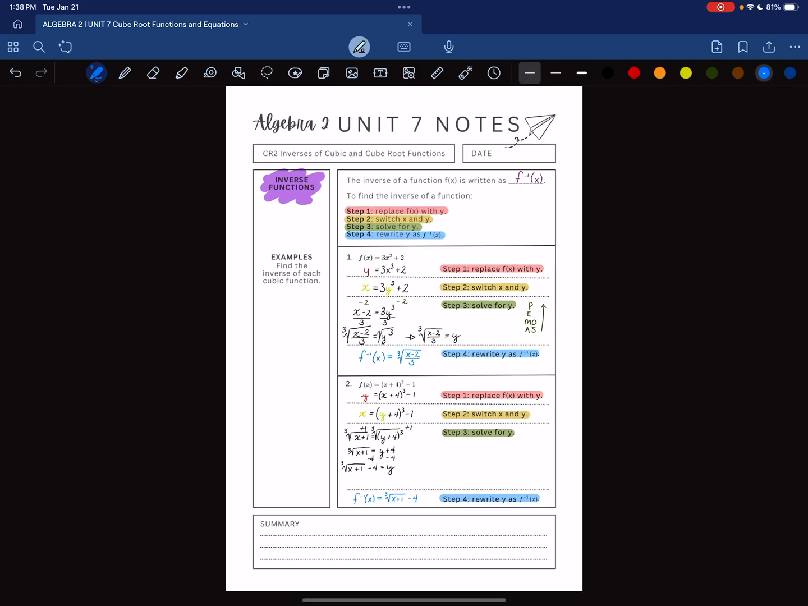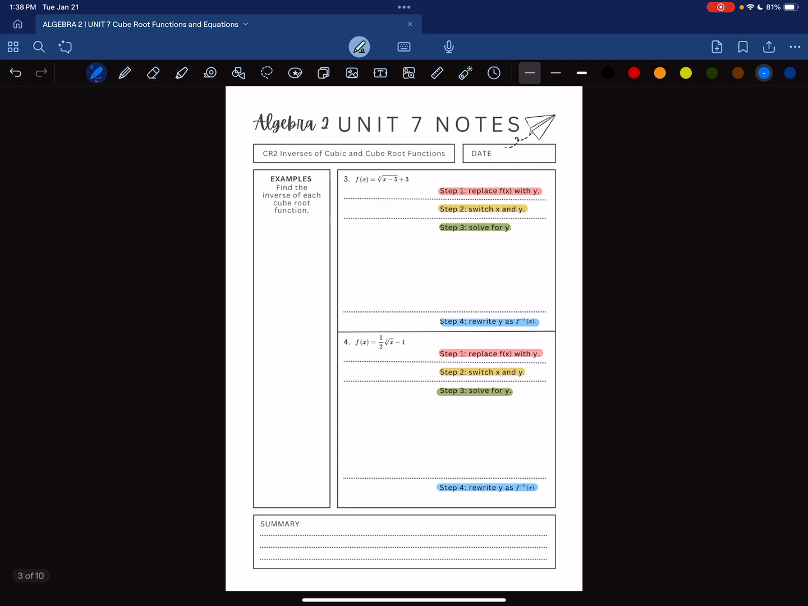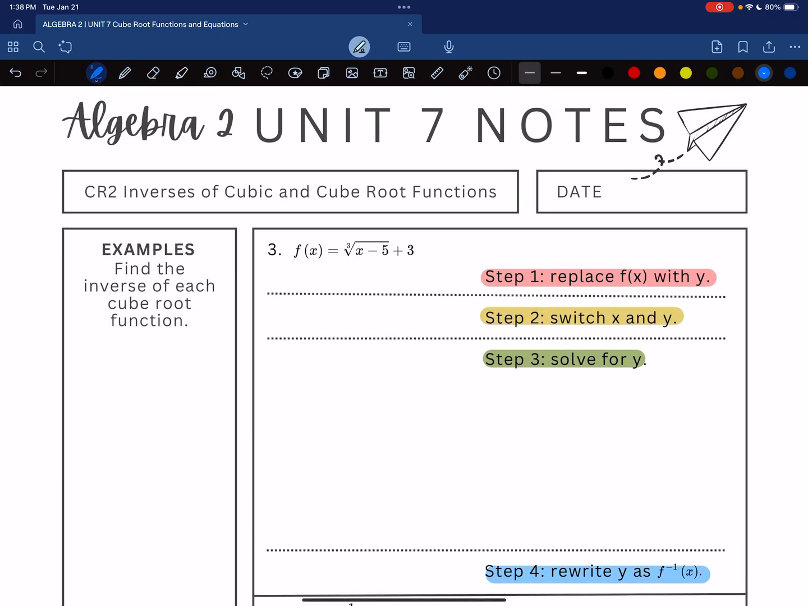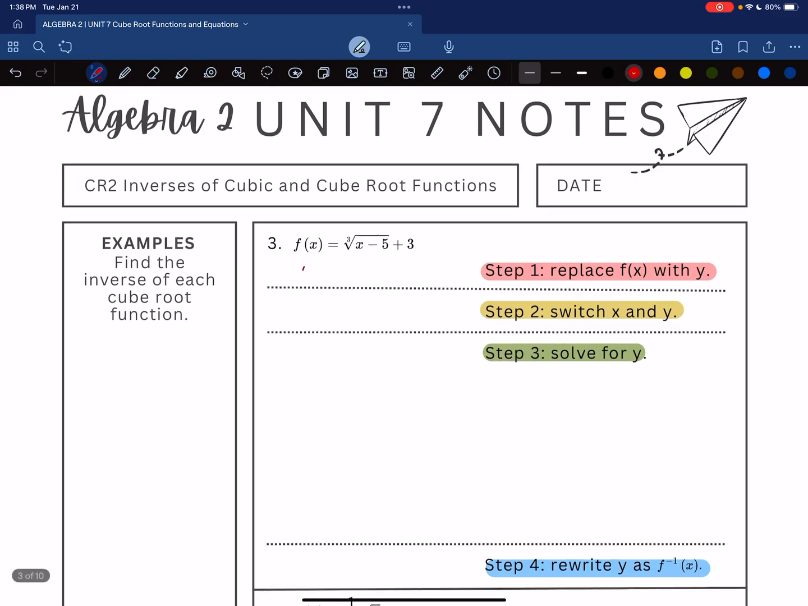These two examples, we're finding inverses of cubic functions. Now we're going to look at finding inverses of cube root functions. So let's go ahead and begin. Same steps apply here whenever you're finding the inverse. We begin by replacing f of x with y. Then we're going to switch x and y.